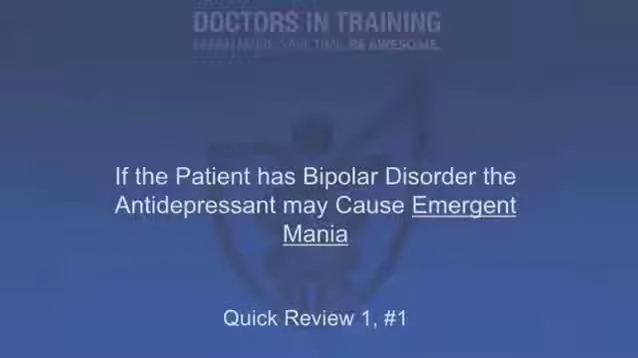Well, if the patient has bipolar disorder, the antidepressant may cause emergent mania. So a patient comes in who doesn't know they have bipolar disorder, they're just depressed, because one of the major symptoms of bipolar disorder is a depressed state. So you start them on an SSRI and all of a sudden they feel great, maybe a little too great, because now they're mowing the lawn 7 times, painting the house, and spending a lot of money.